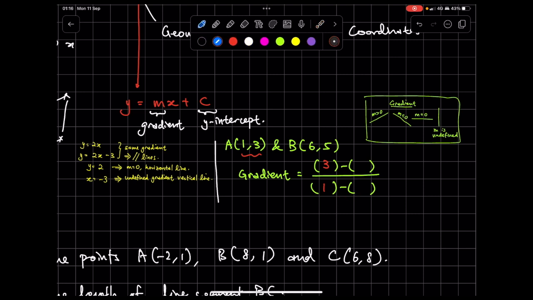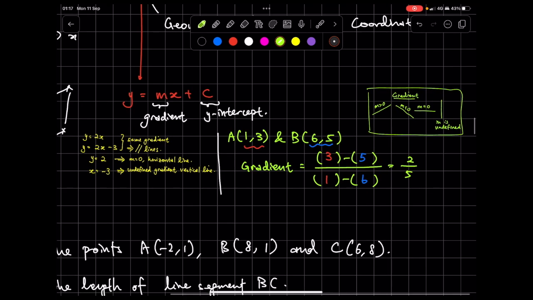Okay, next one. So I have B. Y component is 5. X component is 6. Now this entire thing I can count by hand. If you want to, you can, but be very careful. If not, you can type into the calculator. Eventually you should get 2 over 5. Negative 2 over negative 5. Yes, 2 over 5. Okay, so I have the gradient.